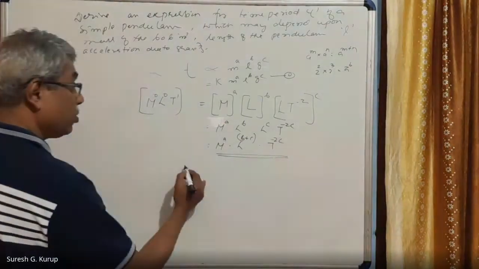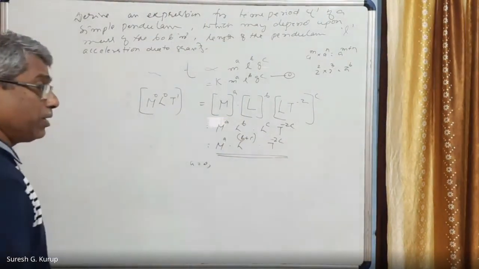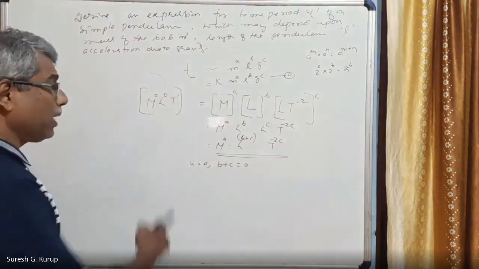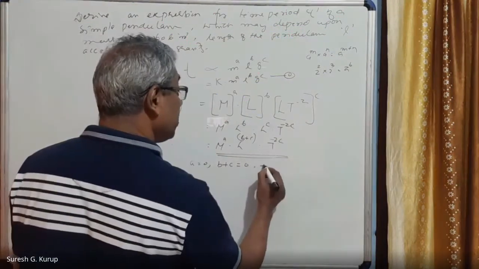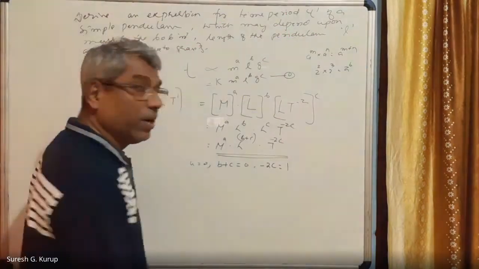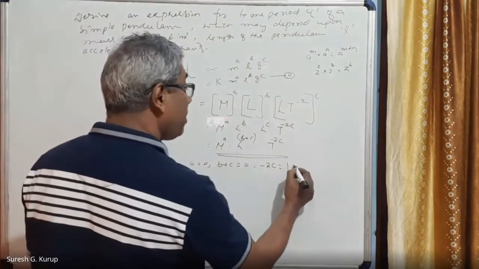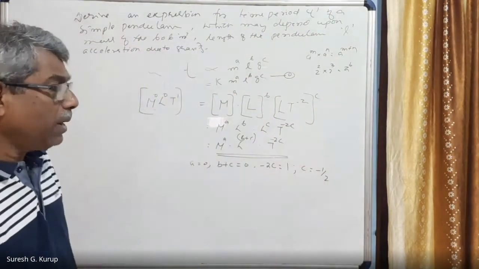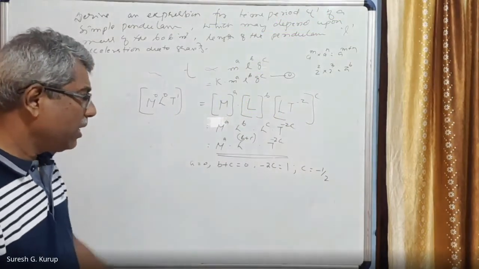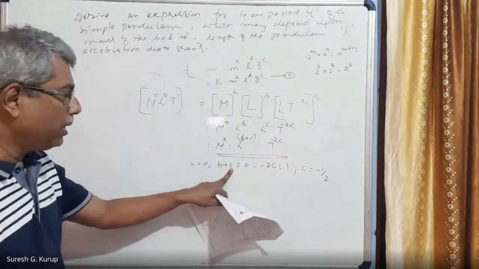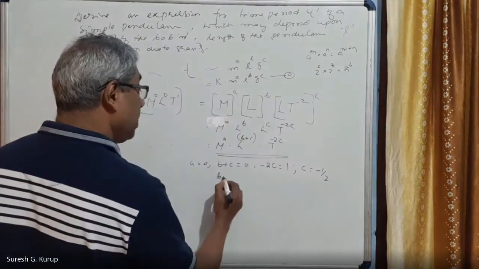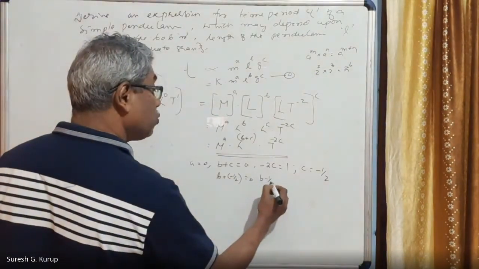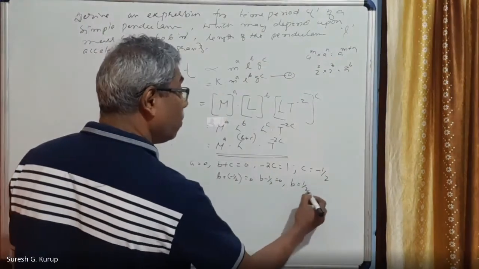Now we can write the first condition: A is equal to 0. Next, B plus C is also equal to 0. Again, minus 2C is equal to 1, we can write. Minus 2C is equal to 1, it means C is equal to minus 1 by 2. Am I correct? Okay. In this expression, if C is equal to minus 1 by 2, then what will you get? B plus minus 1 by 2 is equal to 0. That is B minus 1 by 2 is equal to 0. Therefore, B is equal to 1 by 2, you can write.